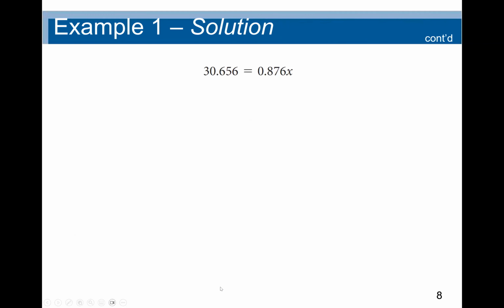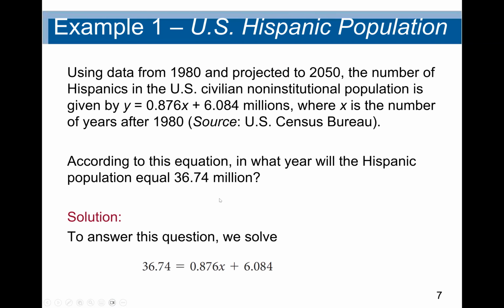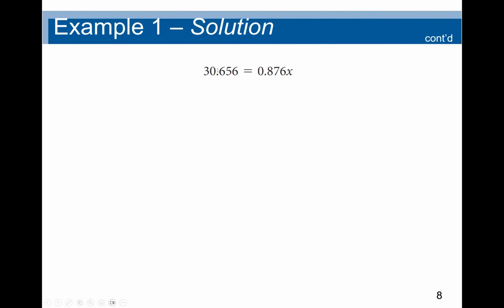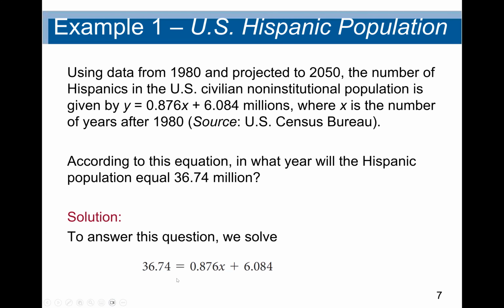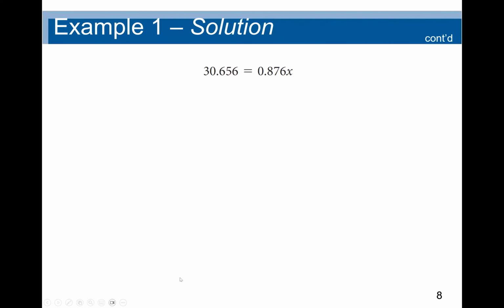So let's see the solution. So first, again, what we did first is we cancel the 6.084. So the solution will be this, because let's go back. If I use minus 6.084, it will cancel, and here I'll get 36.74 minus 6.084. So roughly somewhere around 25 something.